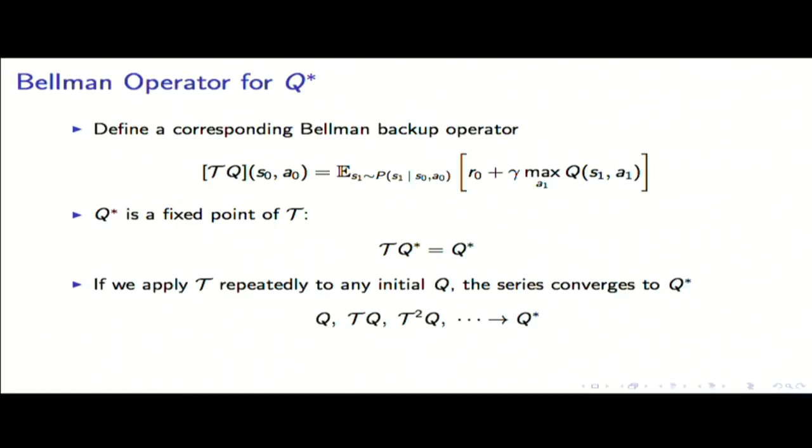And this operator happens to be a contraction. If we apply it over and over again, the series converges to Q star, given any starting point. I haven't derived this, but it follows from the same arguments you can use to show that the Bellman backup is a contraction for V, the derivation we showed for value iteration, that when you keep applying this backup, you get to V star.